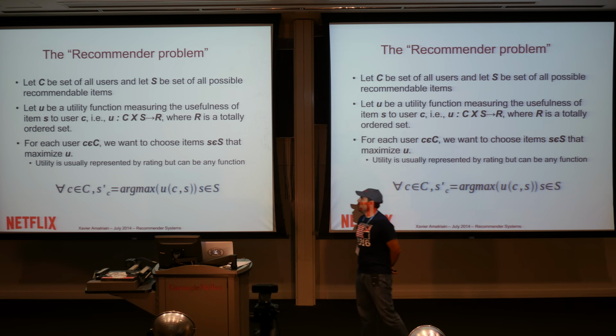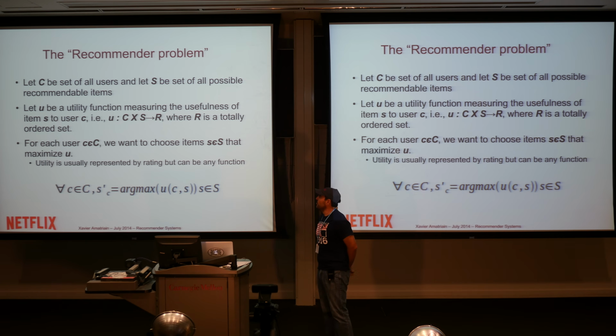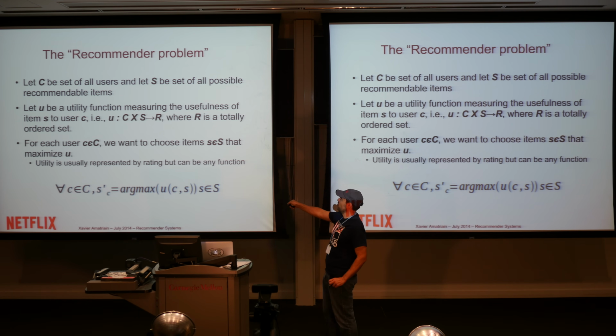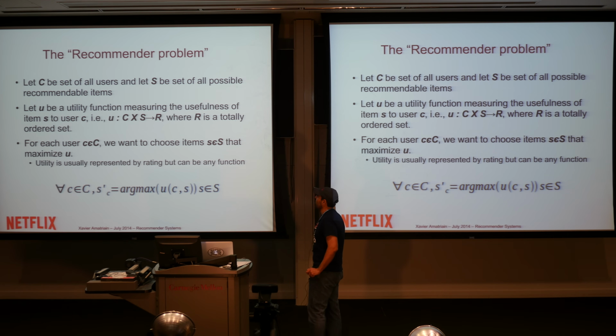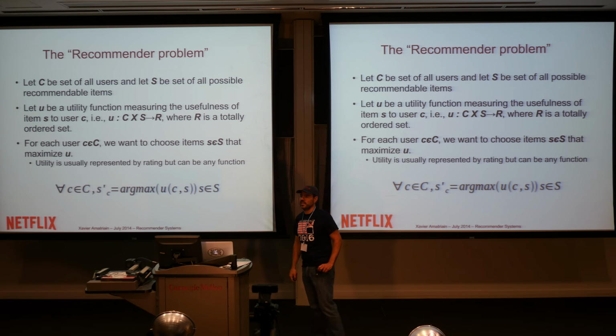So more formally, if we have C be the set of all users and S be the set of all possible items that we can recommend, then our utility function U is going to be a function that measures the usefulness of some items S to the user C, and R, the subset of S that we will be recommending, is a totally ordered set.